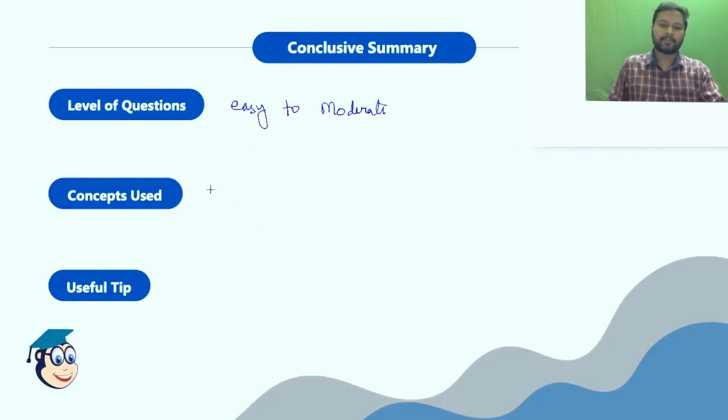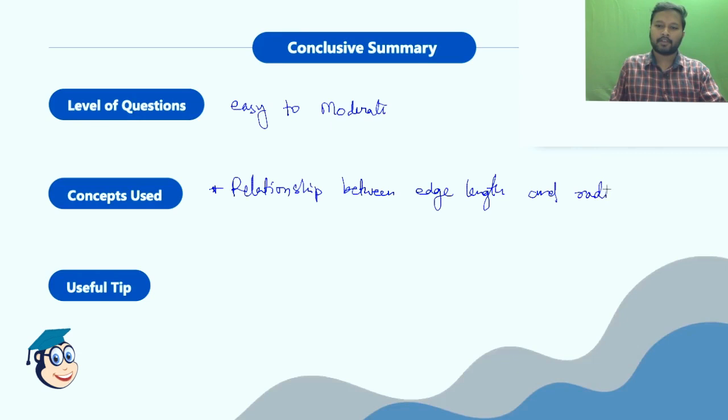The concepts which were used: first of all, the relationship between edge length and the radii of atoms. So that was the first concept, and the second question was based upon Bragg's equation.